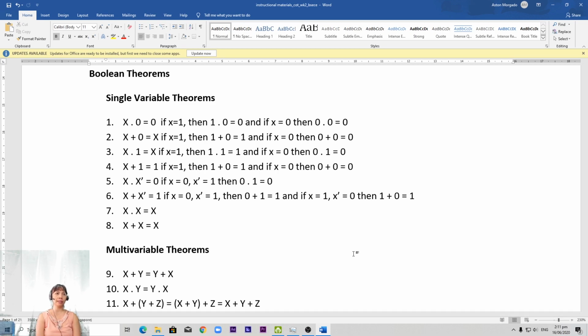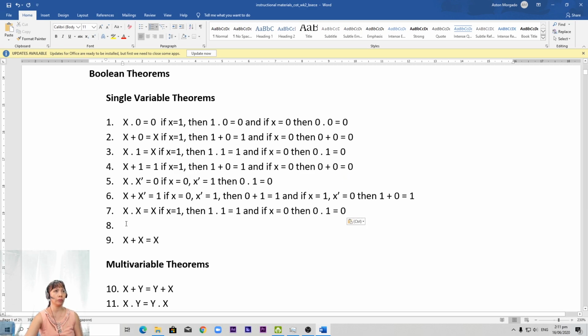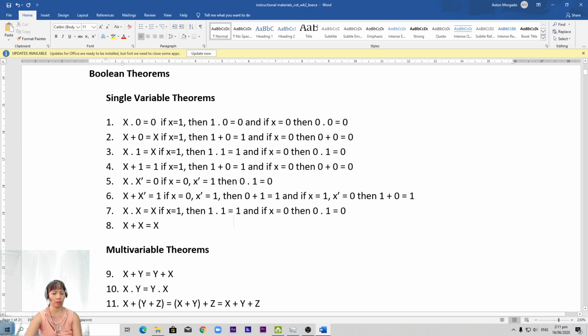Then x times x is x. So if x is 0, then 0 times 0 is 0. If x is 1, then 1 times 1 is 1. Okay. How about x plus x? If x is 0, then 0 plus 0 is equal to 0. If x is 1, then 1 plus 1 is equal to 1. Okay. So simply put, so we have, oh, what's that?